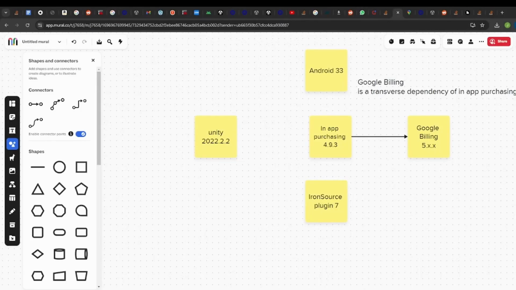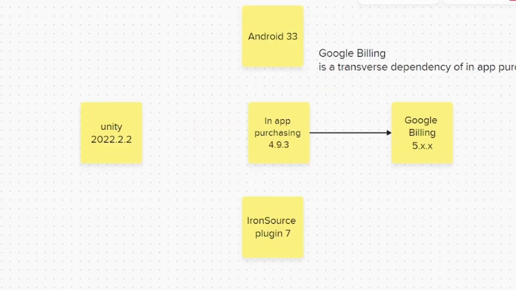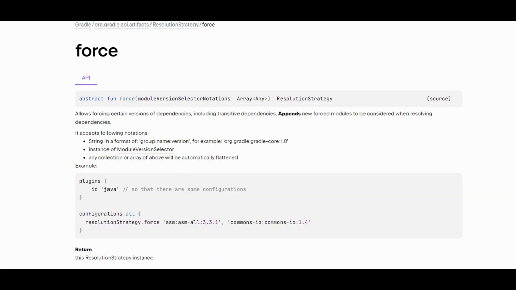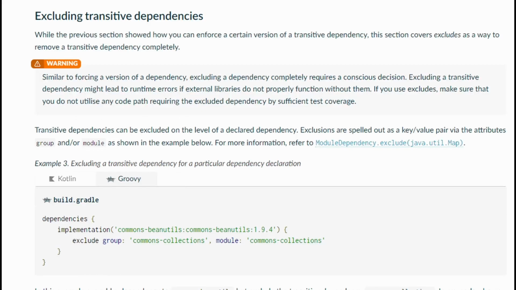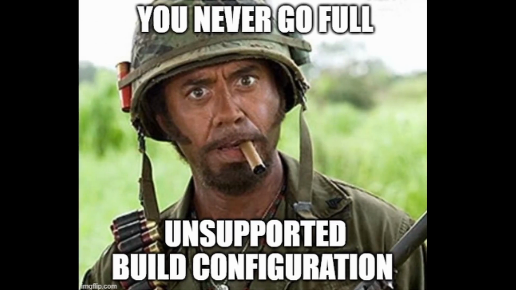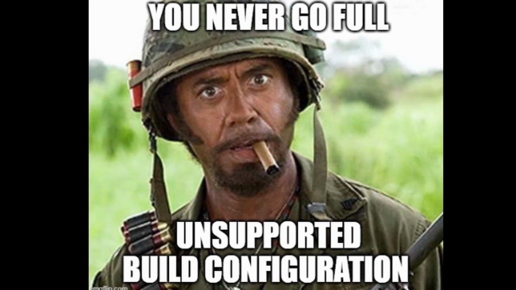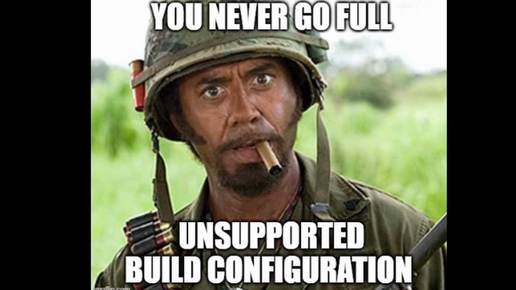So I had to go from Android version 33 to 34 and I needed to update Google Billing 6. Problem is, I don't directly use Google Billing. Google Billing is a transitive dependency from the in-app purchasing package that I'm using. Now, in build terms, a transitive dependency is a dependency that comes into your project through another dependency. And there's ways in Gradle where you can force dependencies to work with different versions like this, or you can leave them out. But I would generally advise against starting there because you don't want to go into an unsupported path. In other words, don't put your project into a state where you're using an unsupported build configuration, because it's going to be more headaches for you later on.